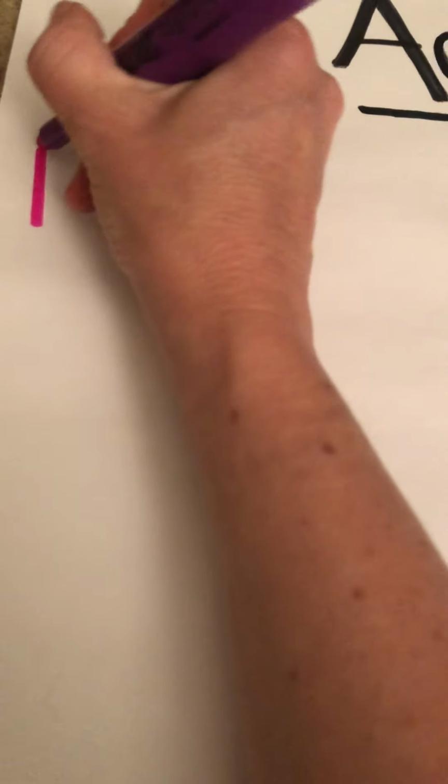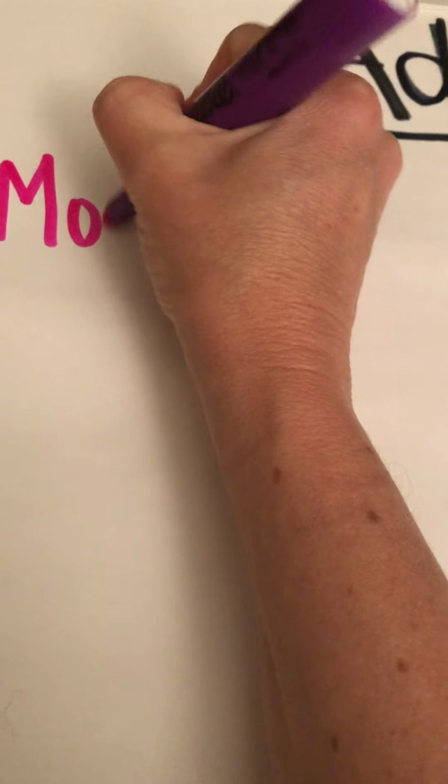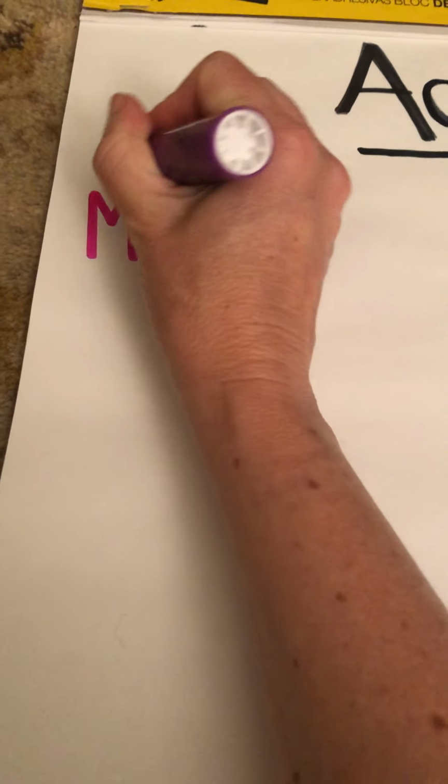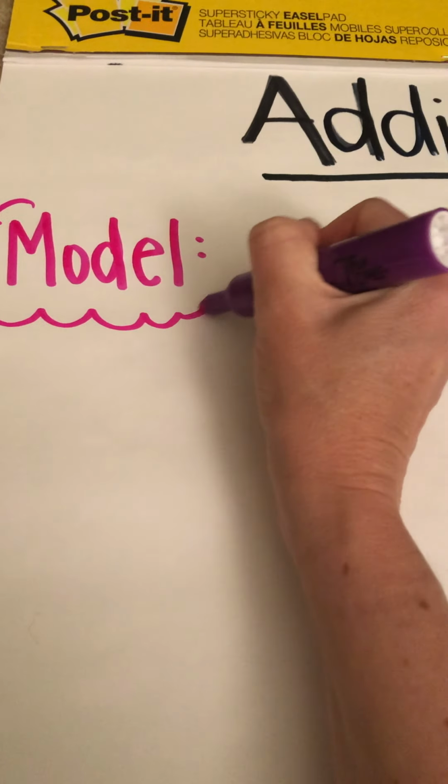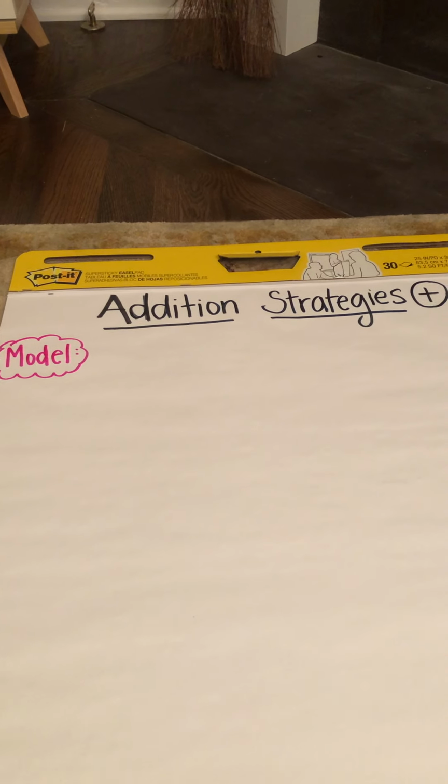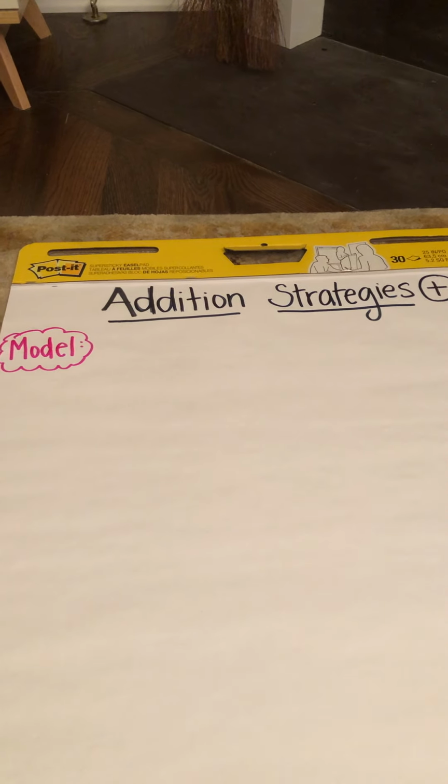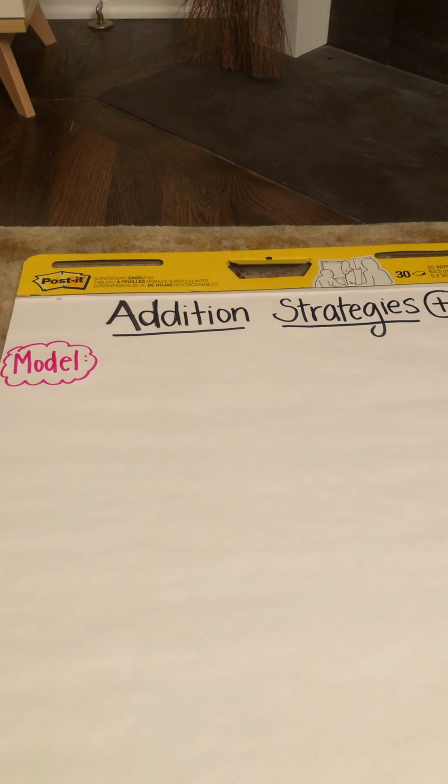So the first strategy we are going to talk about today is called a model. So go ahead and write model. So at the top of your page you have addition strategies with your symbol, and then our first strategy is going to be a model.